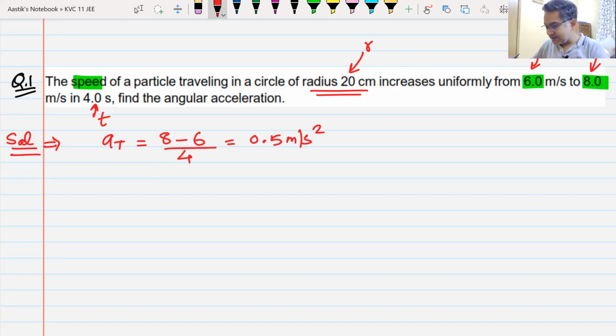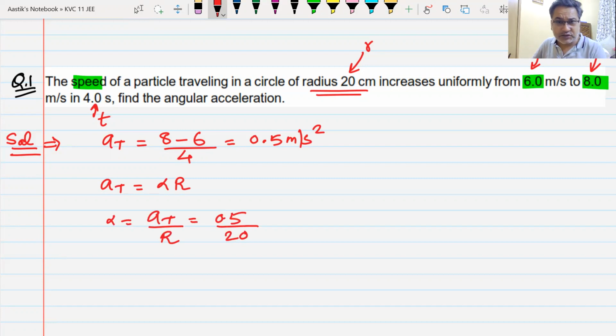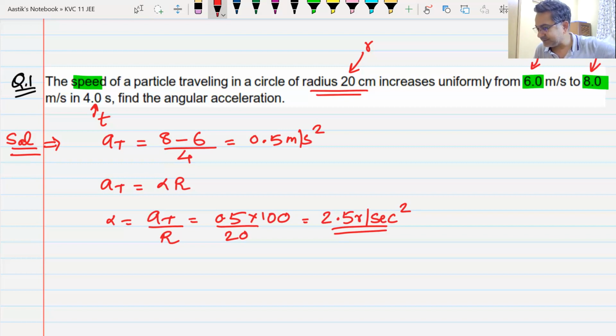Once you know the value of tangential acceleration, you also know tangential acceleration can be written as alpha multiplied by r. From there, you can find out the value of alpha: tangential acceleration divided by r. Tangential acceleration is 0.5 divided by r. R is not 20, r is 20 centimeters. So to divide it by 0.2, basically it gets multiplied by 5. And you have your answer. The angular acceleration is 2.5 radians per second square. Do we understand this? Yes, sir.